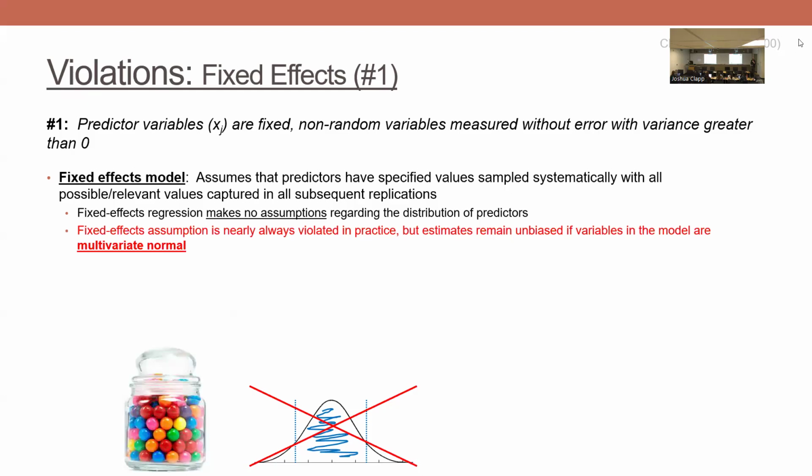Because we know this fixed effects assumption is nearly always going to be violated in practice, unless you're using a regression format for some experimental research where all your IVs are randomized assignment types of things, then you're fine. For the stuff that we usually do, we're using random variables for our predictors. But this is fine. We can still use our regression model with random predictors so long as my predictors are multivariate normal.